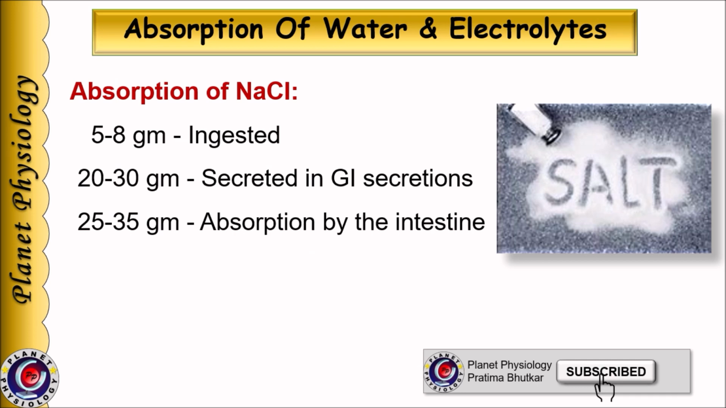The next important component that is absorbed from the GIT is salt. We ingest about 5 to 8 grams of salt in a day and 20 to 30 grams of salt are added to it by various gastrointestinal secretions. So the total amount of salt in the GIT is 20 to 30 grams per day and almost the entire amount of salt is absorbed back into the circulation by the GIT.